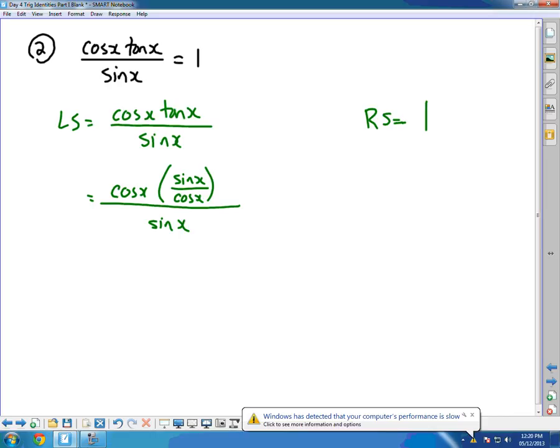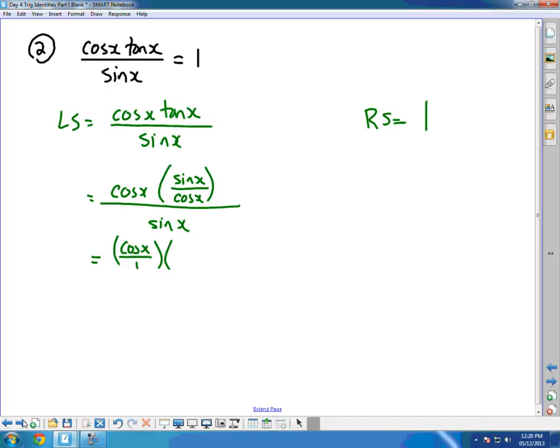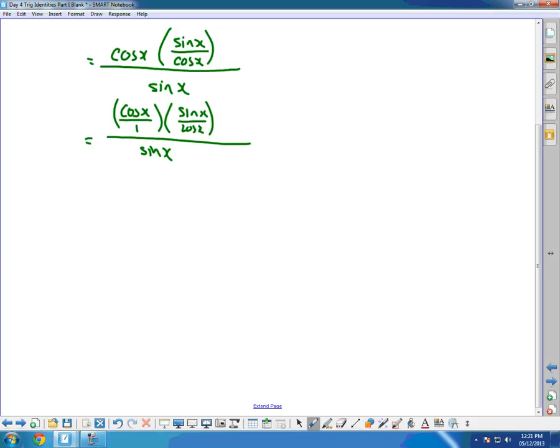All right, on the top, I notice I have cos x times sine x over cos x. So the cos x is like cos x over 1. And the sine x over cos x is just normal. On the top, I'm going to treat the top like its own little question. I'm multiplying these fractions, so I'm going to multiply the top and multiply the bottom. If I multiply the top, I get cos x sine x. I can't really combine those because they're different. And on the bottom, I have 1 times cos x, which is just cos x.